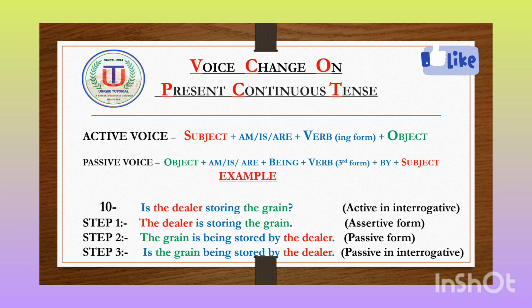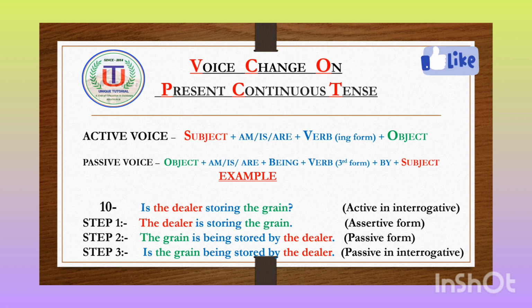Here is another example for you. It is also in present continuous tense. The sentence is, is the dealer storing the grain? The sentence is in active but in interrogative form. So I mentioned to you earlier that if a sentence is in interrogative form, first of all we have to make the sentence in assertive form. After making the sentence in assertive form, we have to convert the sentence into passive form.